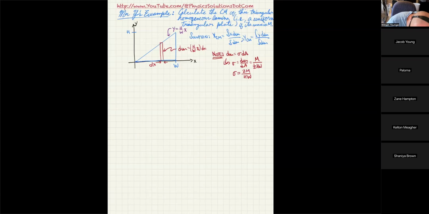All right, so now I can say xcm, and I'm going to say top. The top is the integral of x dm. The integral of x dm is going to be the integral from x equals 0 to w of x, which is the distance from here to here. That's the x that we want, so I'm going to write x right here. And then dm is just going to be sigma. And that's what I left off in this. Let me do this real quick.